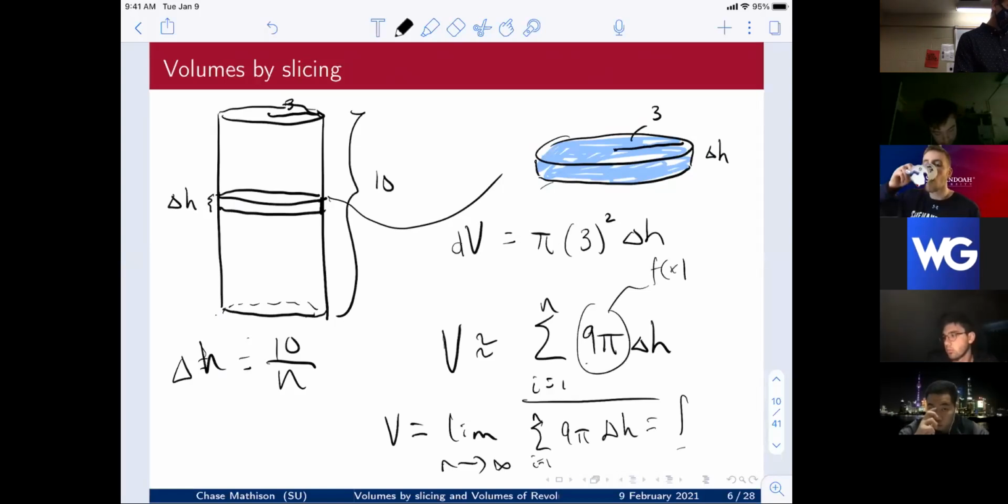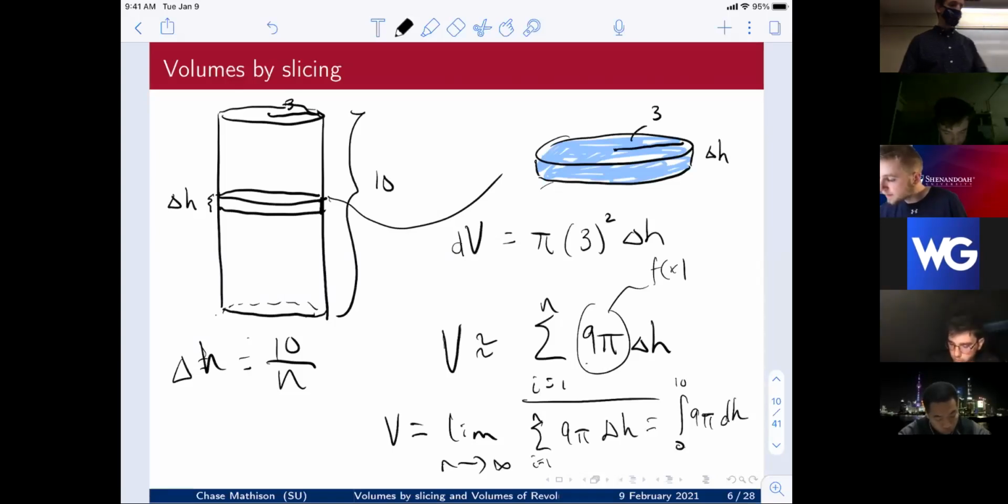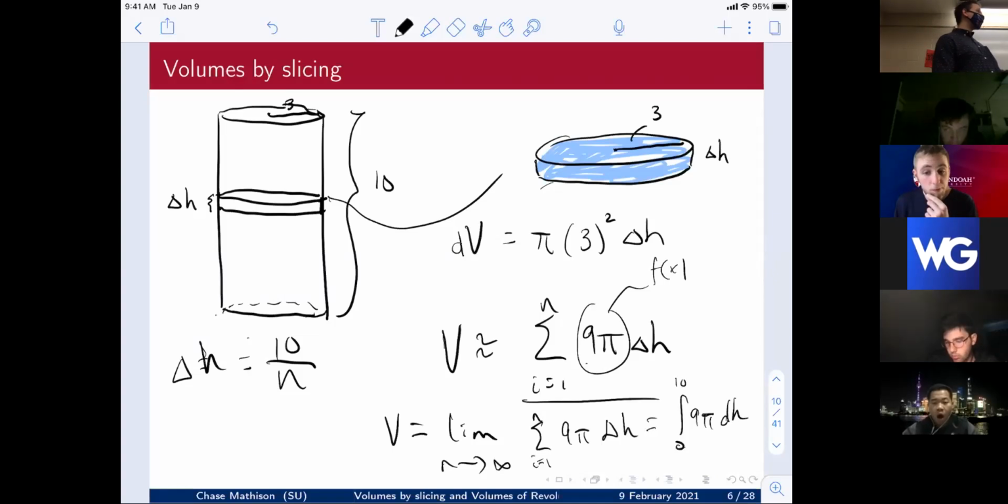So this is really just the integral from h equals 0 to 10 of 9 pi dh. And if you do that integral, 9 pi is just a constant. So you're going to get 90 times pi, which makes sense. It's just pi r squared times the height.